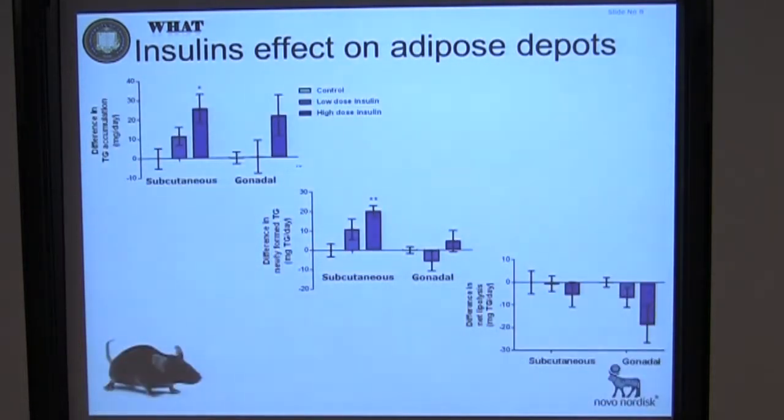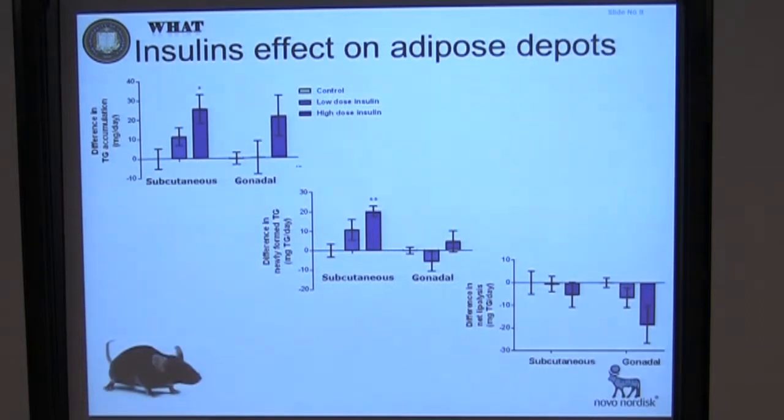I then looked into the mechanism for this fat accumulation. And the first graph up here is basically the exact same as before. I just subtracted all my control values to see how much more triglyceride my insulin-treated mice accumulated as compared to the control mice. So we can see that the insulin-treated mice accumulated approximately 25 milligrams more of triglycerides per day. And we saw a tendency for the same increase in the gonadal depots, but again, not significant.